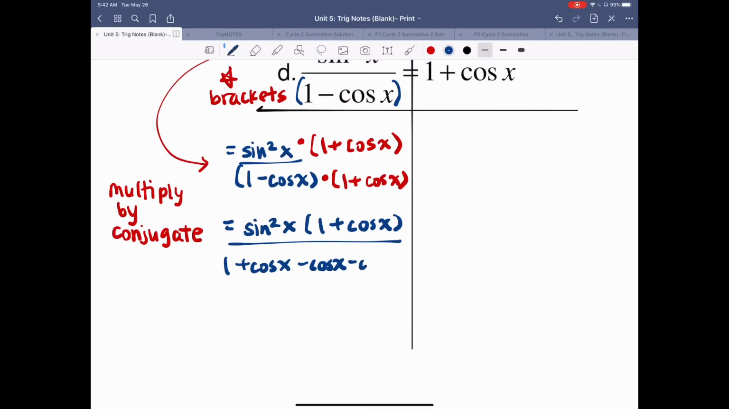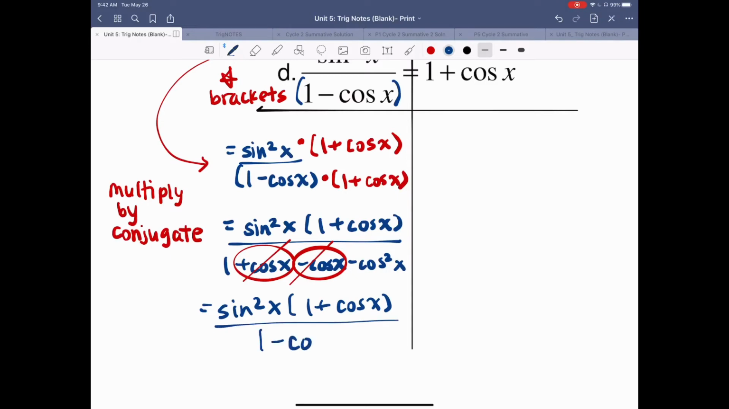And I have remaining minus cos squared x. Again, these two parts are going to cancel out because they're the exact same thing, but with opposite signs. So I have sine squared x times 1 plus cos x divided by 1 minus cos squared x.